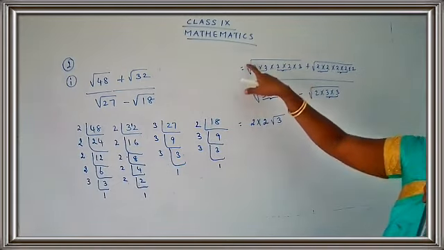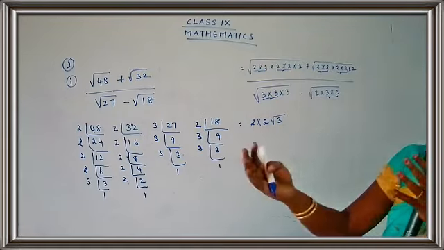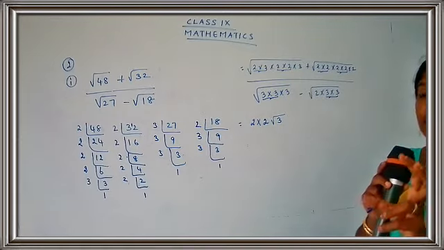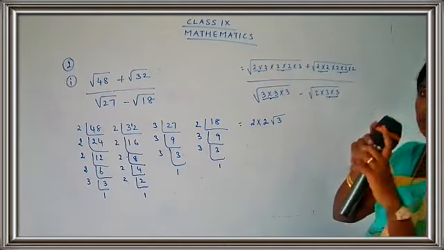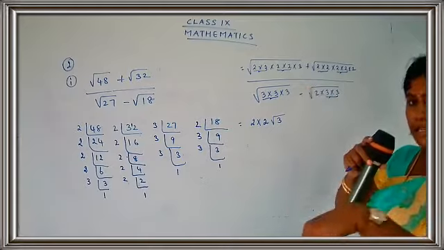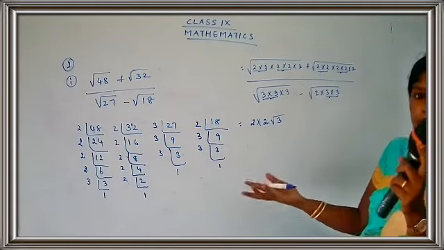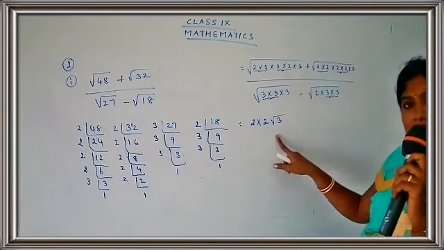So now here, the root index is 2. That means how many friends do you have to make? There should be 2 friends in a group. So from 2, 1 will come out. But for 3, there is no one to pair with. So the 3 will be inside the square root sign.